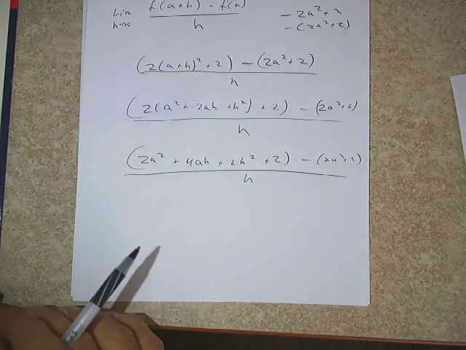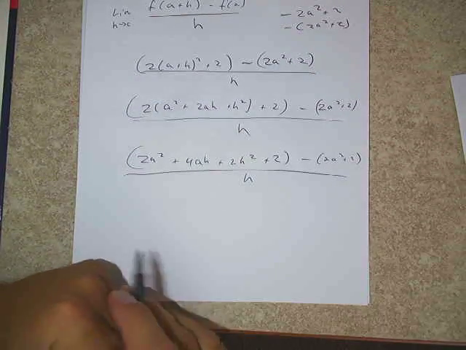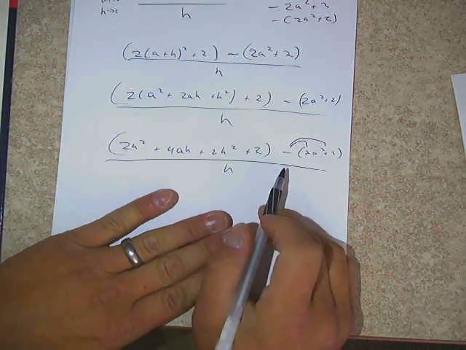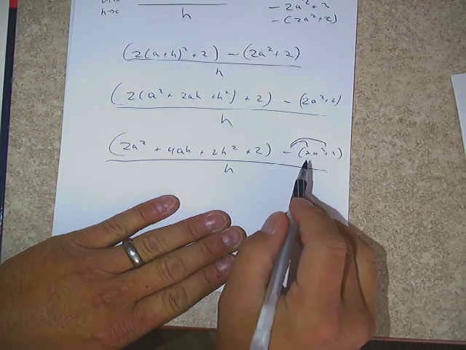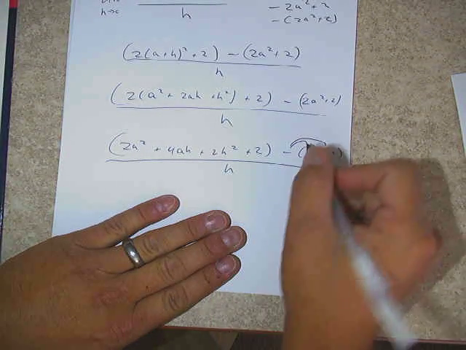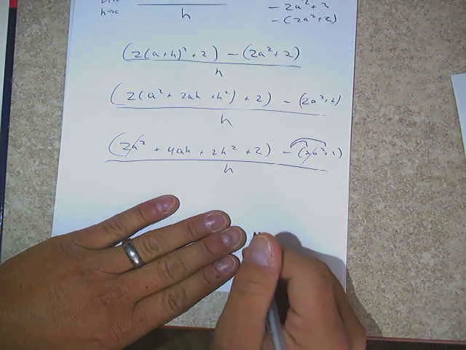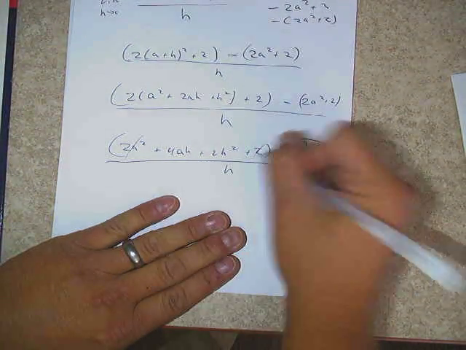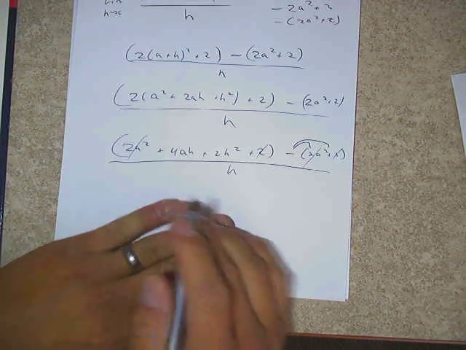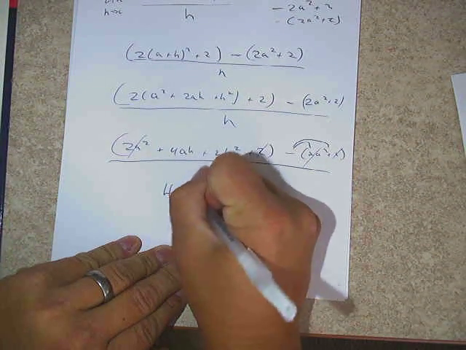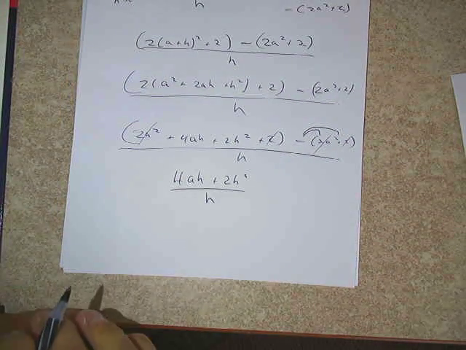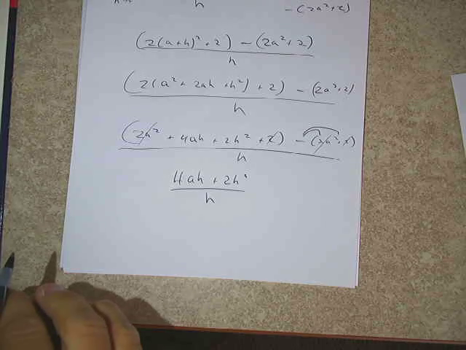Again, if you can't expand that in your head, then write it down twice and start FOILing. A plus h times a plus h: a squared, ah, h squared. Make sure you can get that. Like I said, at this point, you may be able to do that in your head. If you can't, write it down and FOIL it. So distribute: 2a squared plus 4ah plus 2h squared plus 2 minus 2a squared minus 2. So we distributed. And then from there, we'll combine any like terms.